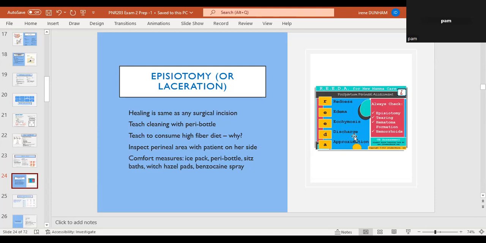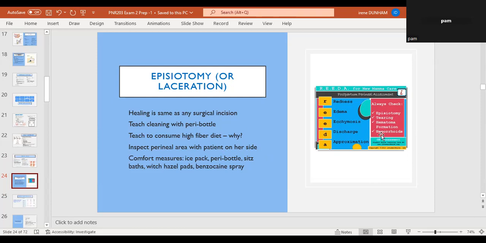And the discharge would be what? Your lochia. And also in the episiotomy, the discharge would be what? If there's any purulent discharge, I need to chart that because I'm thinking infection. And then, of course, approximation. So you always check the episiotomy when you're working mother-baby units. I'm checking the episiotomy, I'm checking on the tearing, and I'm checking to see if she has developed a hematoma.